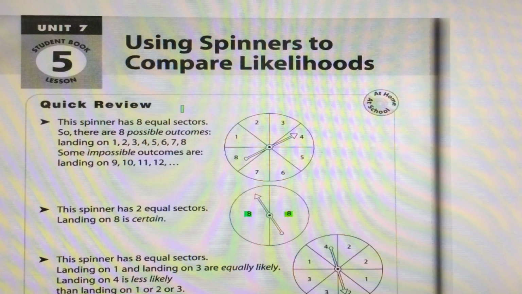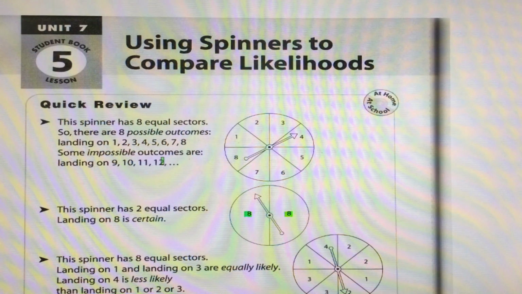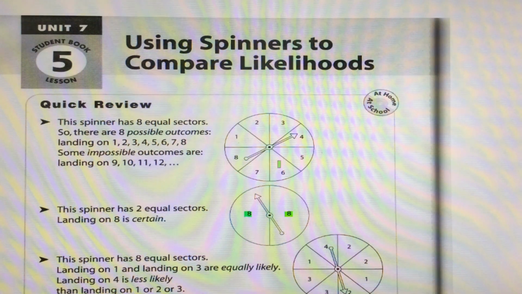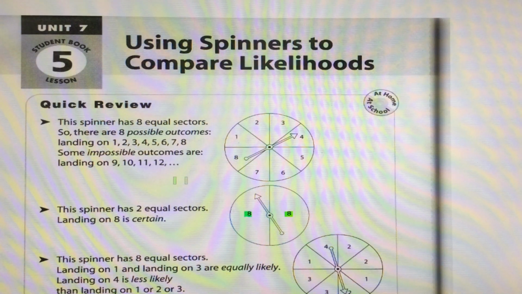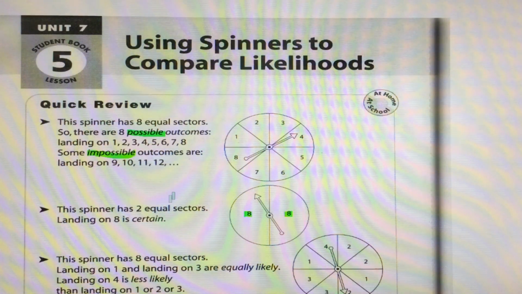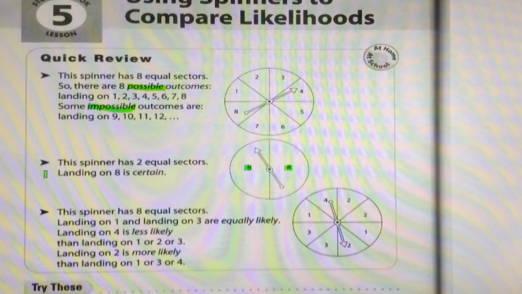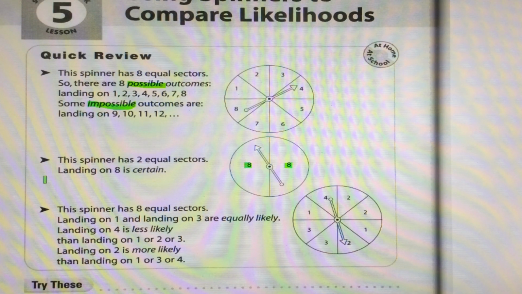This spinner at the top here in the quick review section has 8 equal sectors. So there are 8 possible outcomes: landing on 1, 2, 3, 4, 5, 6, 7, and 8. Some impossible outcomes are landing on 9, 10, 11, and 12, because those sections aren't on the spinner. So it's impossible. We're going to be talking about those terms, possible, impossible, and then what likelihood is based on the type of area they cover.